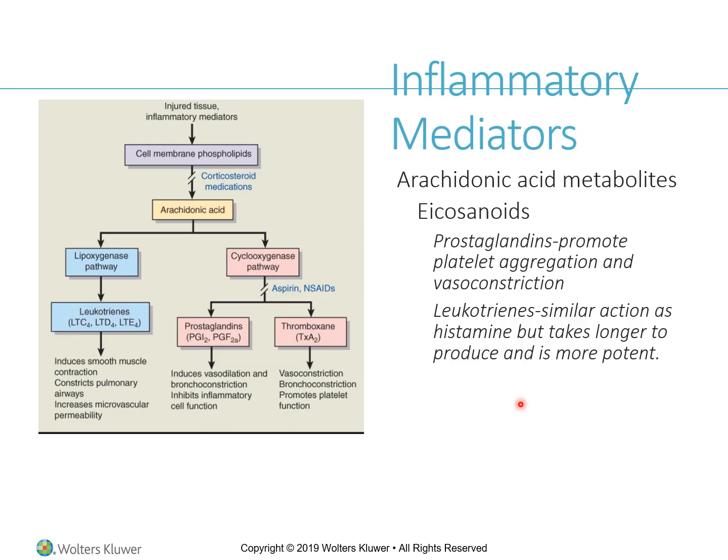Leukotrienes are very similar in action to the histamines that we talked about earlier, but as you can see in this picture, they need to be produced in response to injury or inflammation, unlike our histamines that were stored and readily available. So leukotrienes take a little longer to produce than histamine. Their actions are similar, but they tend to be more potent and last longer than the reaction that we see in histamine. So if you look at their responses, things like smooth muscle contraction, increases in microvascular permeability, those are similar actions, but leukotrienes are stronger and they have longer action.